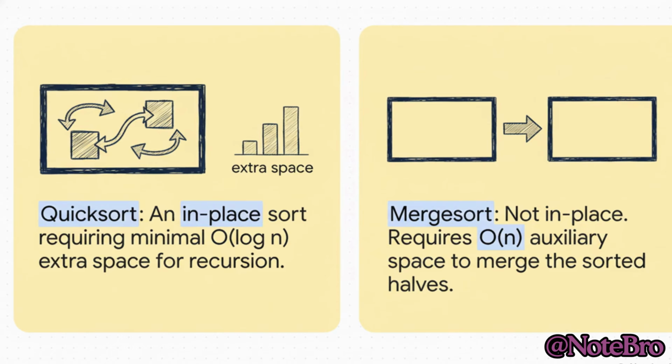That means it just shuffles the elements around inside the original array and only needs a tiny bit of extra memory to keep track of the recursion. MergeSort, on the other hand, actually has to create a whole temporary copy of your data to do its work, which could be a huge deal for large data sets.